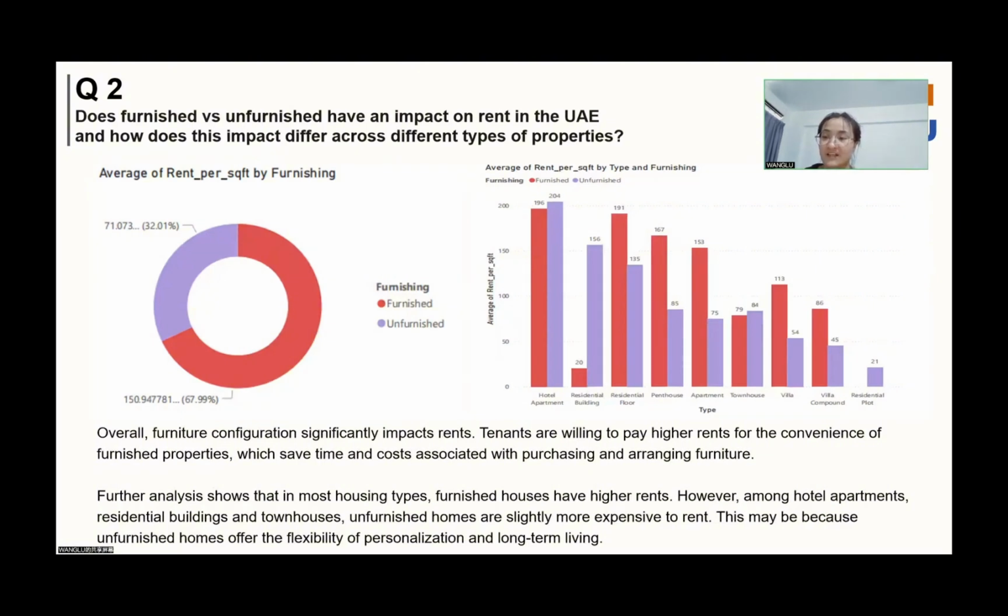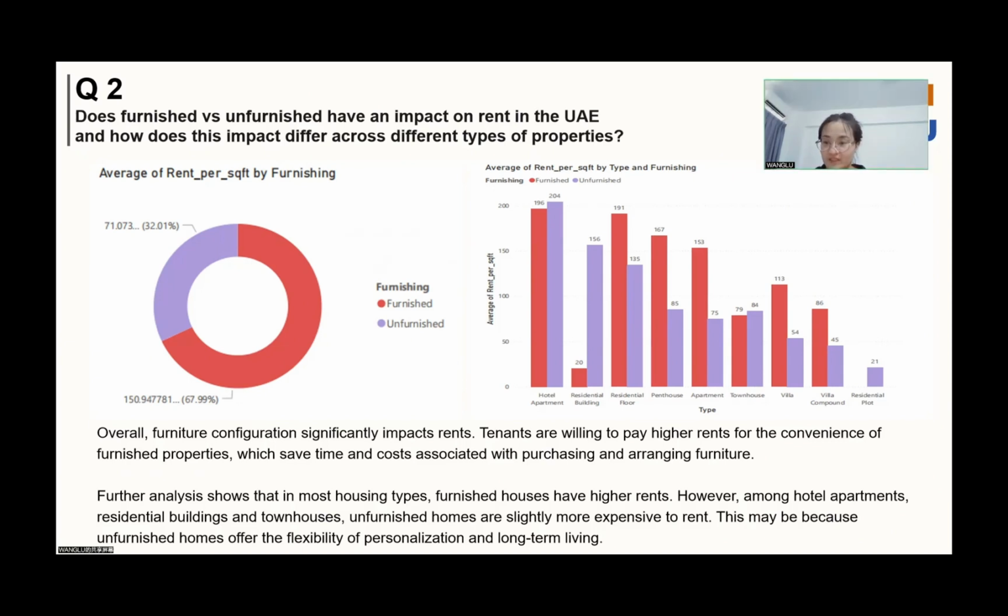This suggests that tenants are willing to pay higher rents for furnished properties, that furniture configuration is an important factor, and that a furnished house offers more convenience and you don't have to worry about designing it yourself. But the impact will vary by region and property types, so we will add the property types.